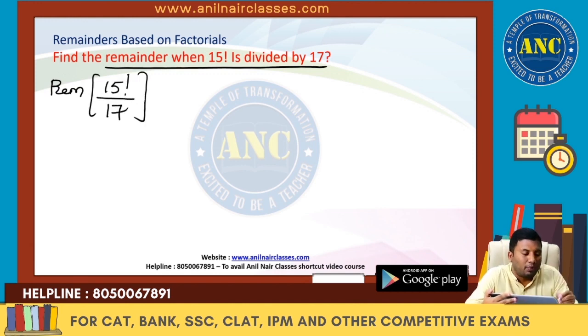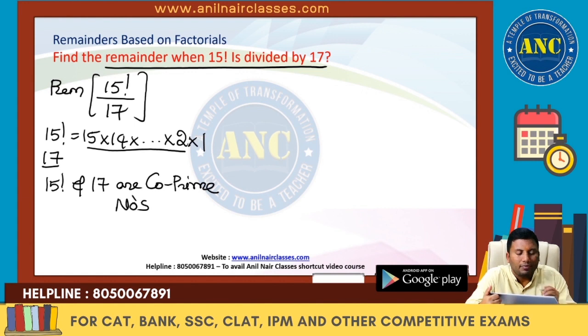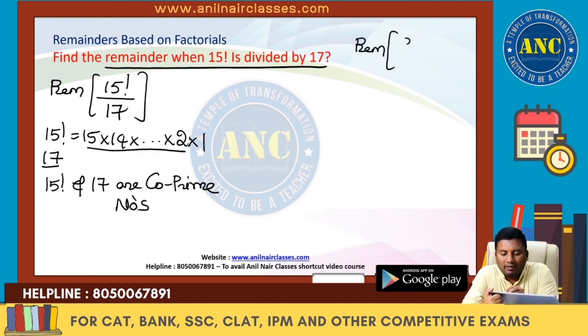Now first important observation. 15 factorial is 15 into 14 into 13 and so on up to 2 into 1. There is no factor common that is present in 15 factorial and 17. 15 factorial and 17 are co-prime numbers. Are you all with me?